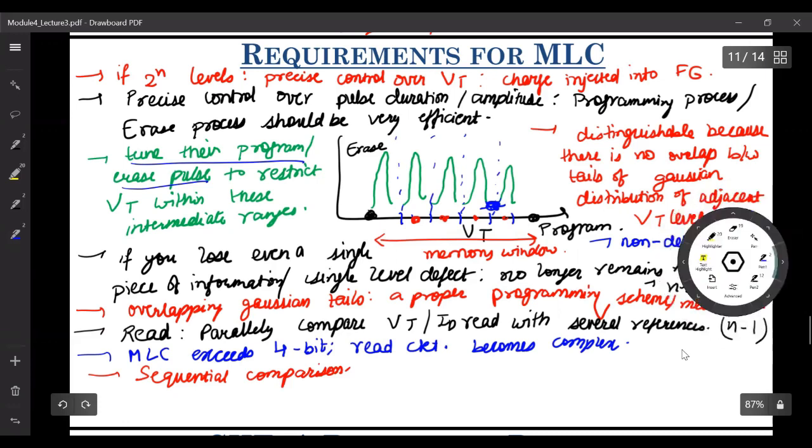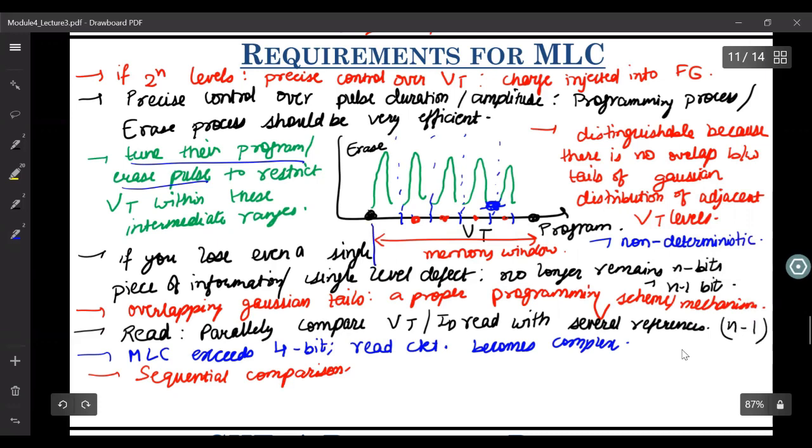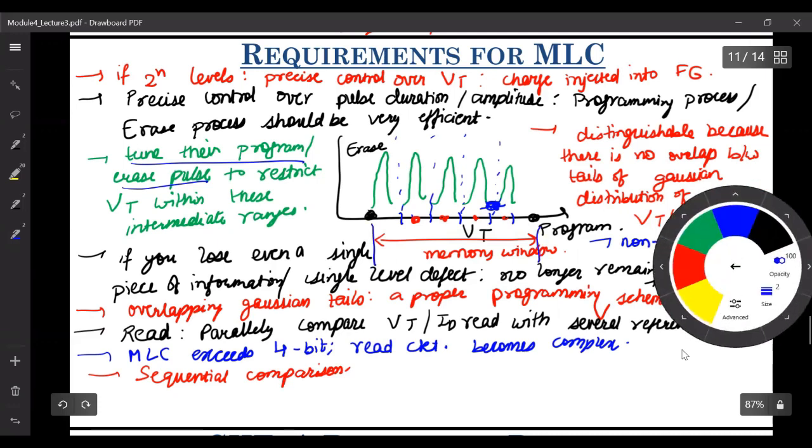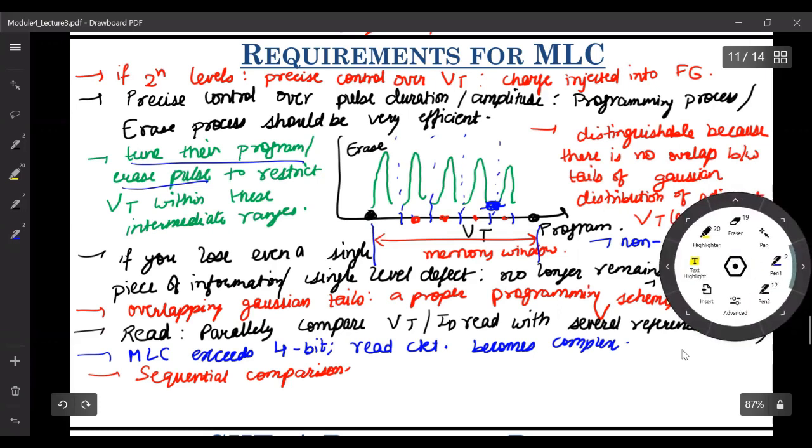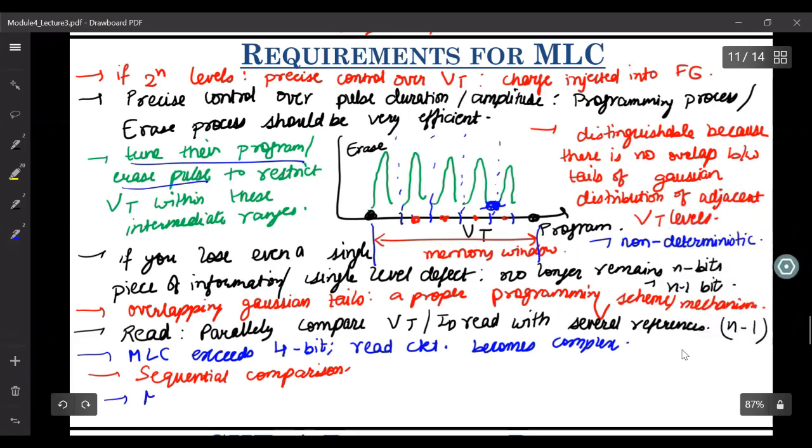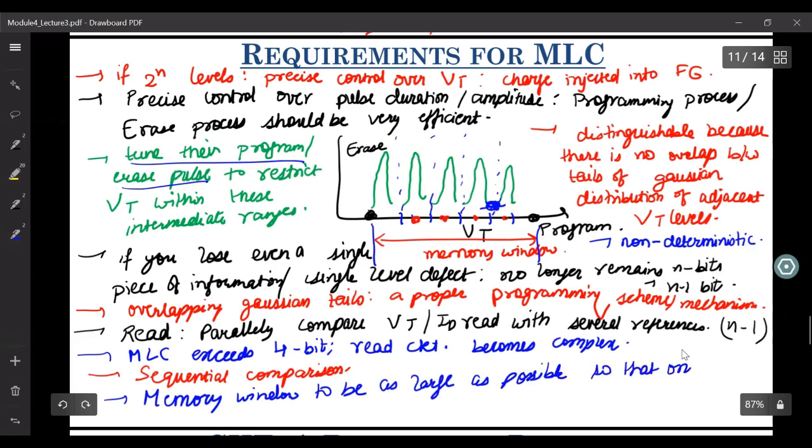Now what else? You also want your memory window to be as large as possible, right? So as to accommodate different states which are non-overlapping. So you also want your memory window to be as large as possible so that one can accommodate several such levels which are non-overlapping.